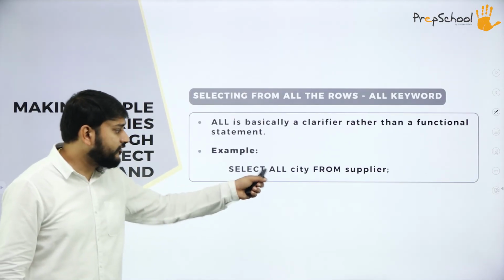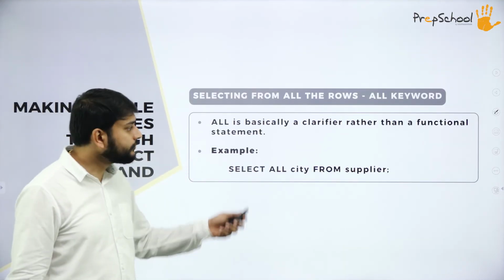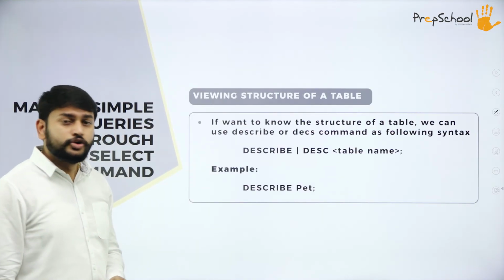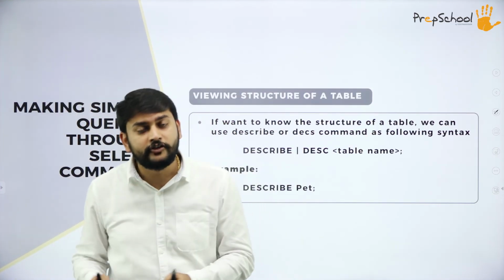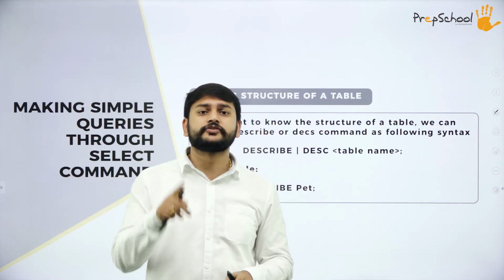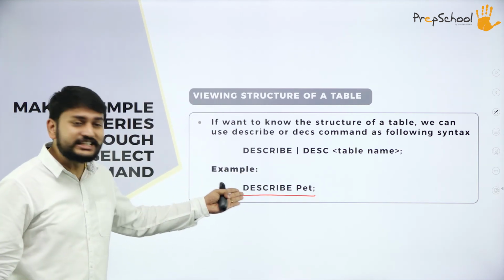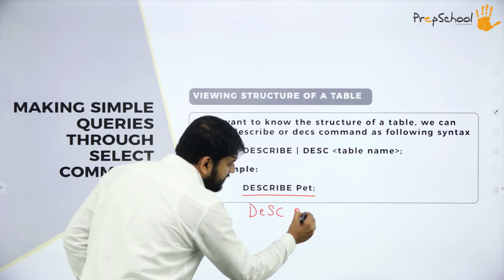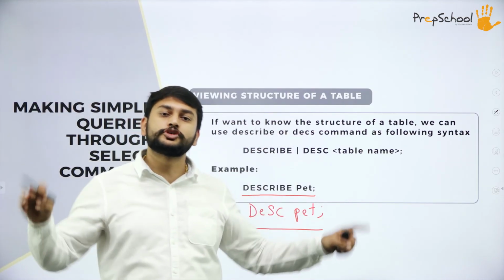Then I have all. What is the use of all? All basically clarifies, rather than being a function statement. So what is describe? If you want to know the structure of the table, how many columns you have and each column is of what data type, all the physical structure of the table, you have to execute this command. They have given describe pet. You can also execute it like this: you just have to write DESC PET. This is a table name, right? Even if you just execute this, you will be able to get the structure of the physical table.